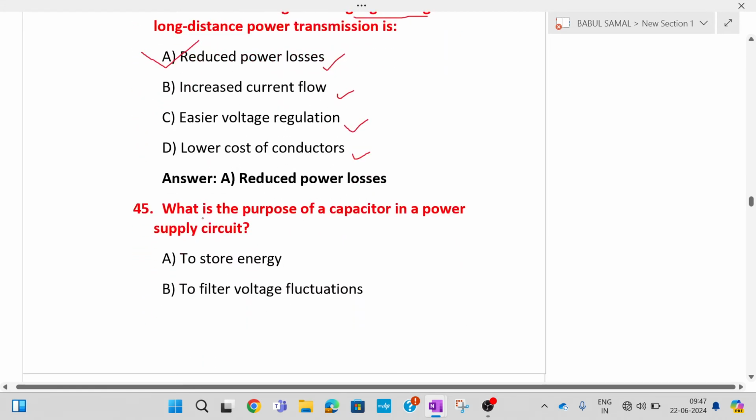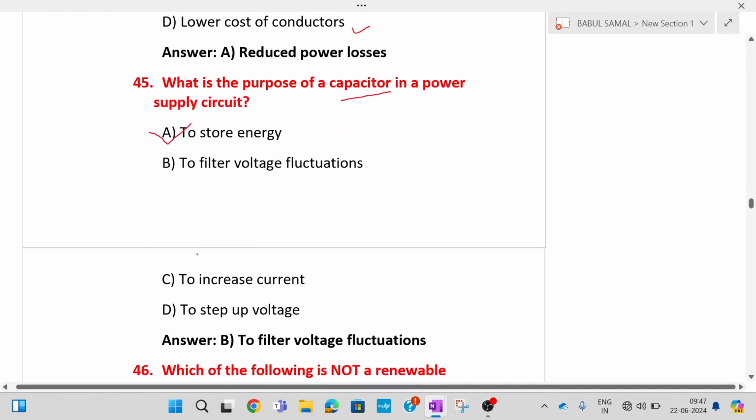Next question, what is the purpose of capacitor in a power supply circuit? So again the question came, the capacitor's function is to store energy. Option A will be correct. So what is the purpose of capacitor in a power supply circuit?